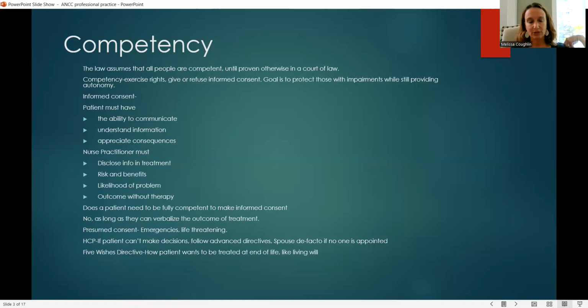Presumed consent is in an emergency, life-threatening situation. And in that case, you can perform procedures that would save the life if otherwise not performed. Healthcare proxies make decisions in the absence of the patient's ability to do so. Usually they're designated, but if someone is not designated, the spouse is a de facto healthcare proxy. And the Five Wishes directive is how the patient wants to be treated at the end of life. It's kind of like a living will.